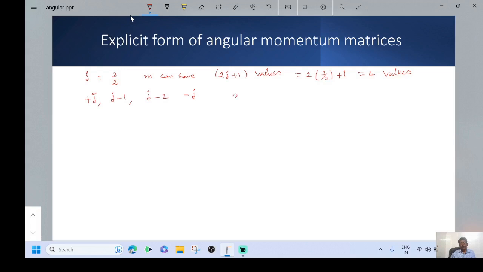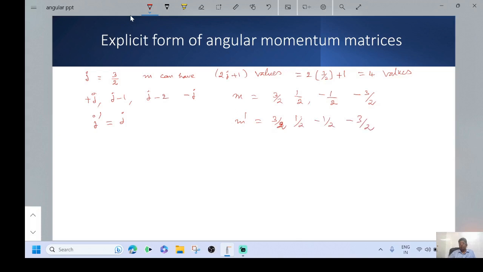Therefore, the possible values of m are 3 by 2, 1 by 2, minus 1 by 2, and minus 3 by 2. These are the four possible values of m. J dash is always equal to j. M dash also has the same values: 3 by 2, 1 by 2, minus 1 by 2, minus 3 by 2.